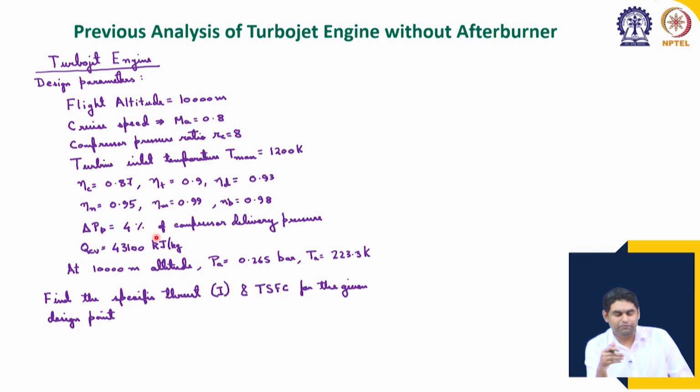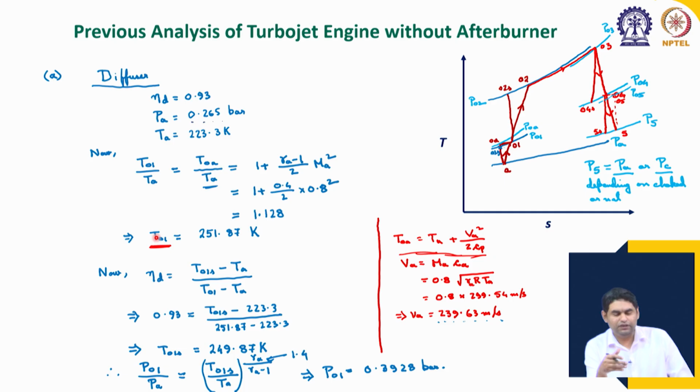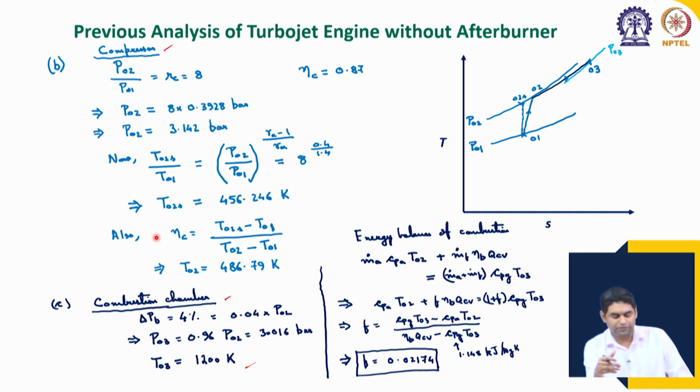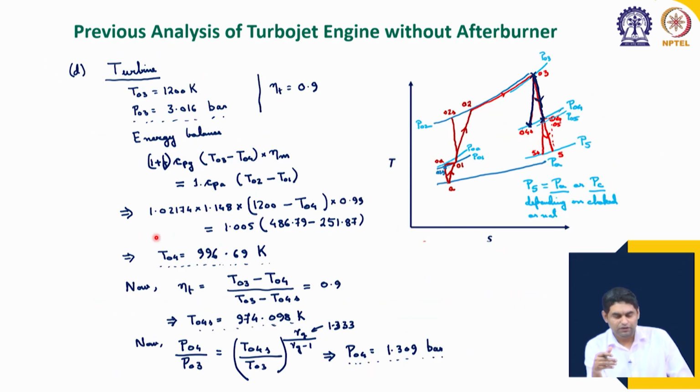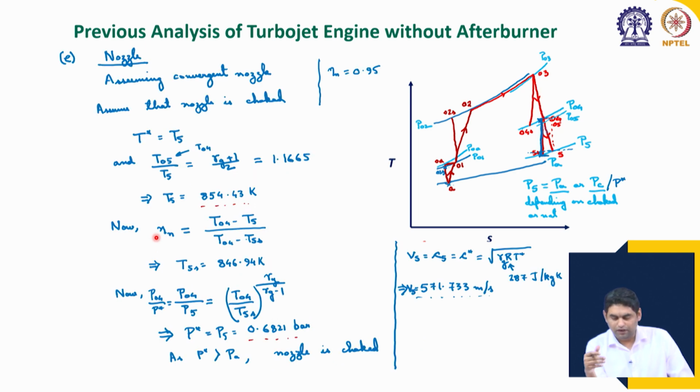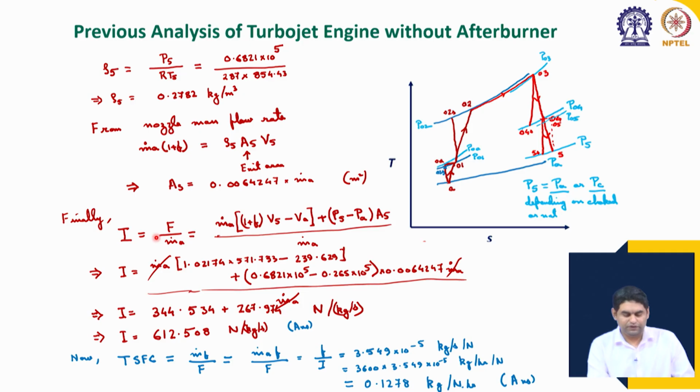So, we proceeded step by step. We first did the calculation for the diffuser, then the compressor, then the combustion chamber, then finally the turbine and nozzle, and found that the specific thrust is 612.5 Newton per kg per second and the thrust specific fuel consumption is 0.1278 kg per Newton per hour, or kg per hour per Newton.